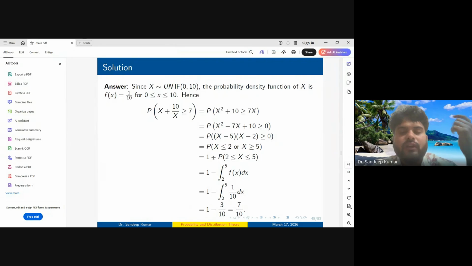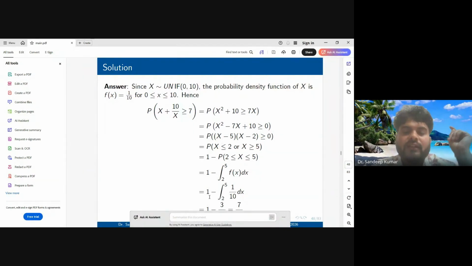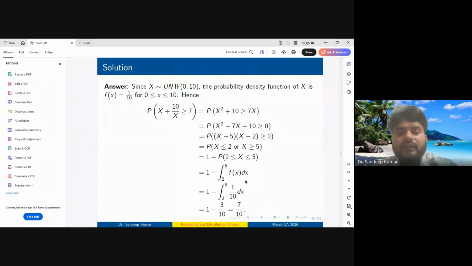So the solution is X less than or equal to 2 or X greater than 5. In other form, 1 minus P of 2 less than or equal to X less than or equal to 5. Because the uniform distribution is continuous, it is 1 minus the integral from lower limit 2 to upper limit 5 of f(x) dx. f(x) is 1 by 10, so 1 minus the integral from 2 to 5 of 1/10, which equals 3/10. So 1 minus 3/10 equals 7/10. So the value of this term is 7/10.